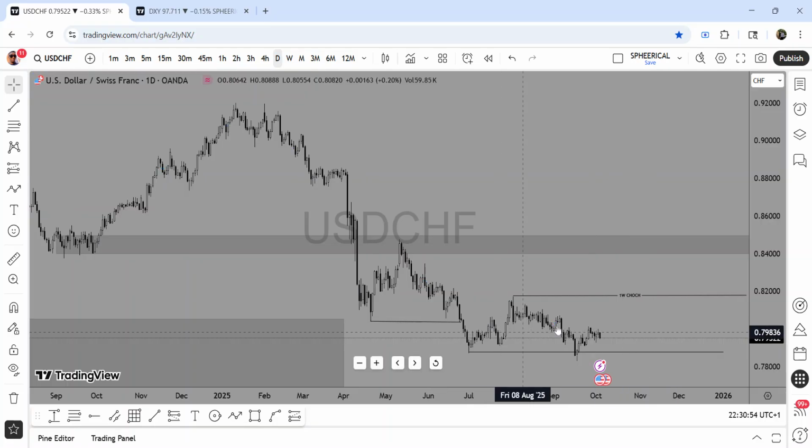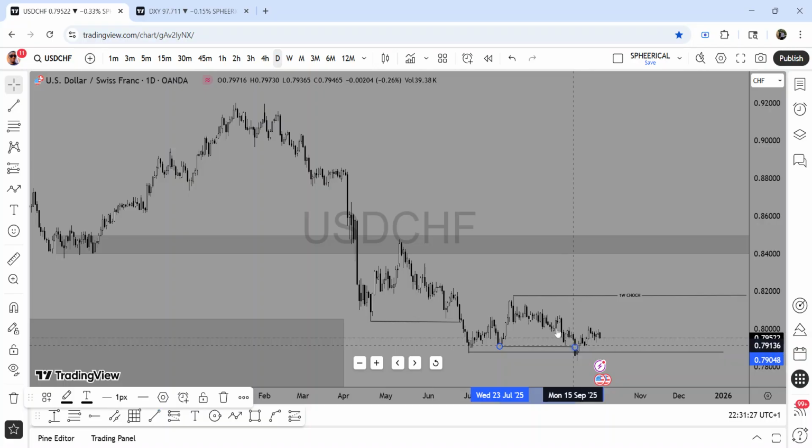So we are going to mark out important POIs. We can also see that this point is a demand zone and it failed. But not only that it is a demand zone, we can also see that there is accumulation between here and here. This market has been accumulating within this point.